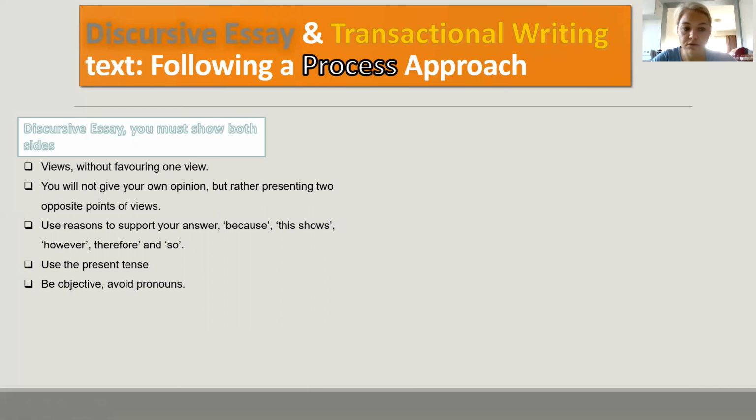For example, you can be factual. You must be factual, especially. This is important. And then you can support your answers with because, this shows, however, therefore, and so. So usually with a discursive essay, you can use the present tense. For example, we are living in the coronavirus.